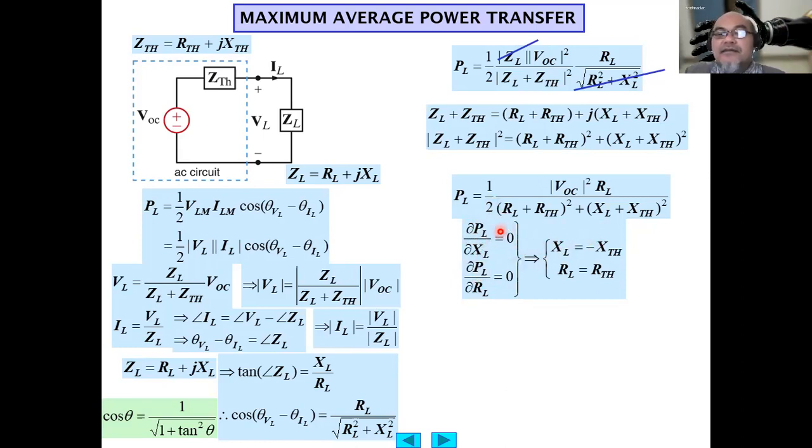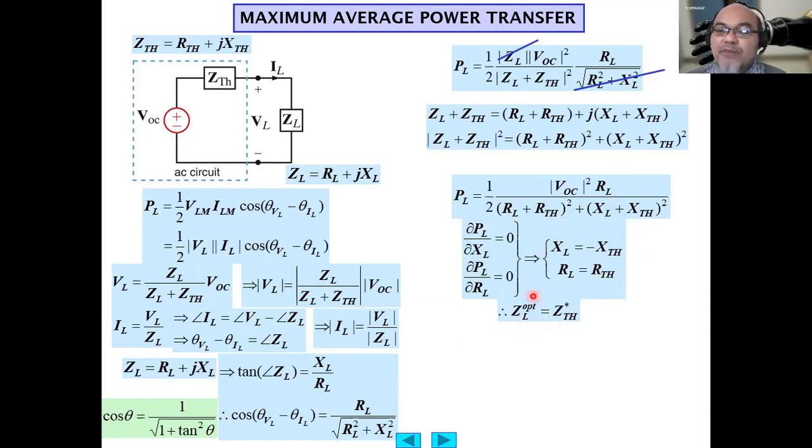So when the gradient is 0, it means that XL should equal minus XTH. When XL equals minus XTH, this equals minus 2 XTH, and RL should be equal to RTH. Okay. So when XL equals minus XTH, this value equals 0. There is no reactance component. And RL equals RTH means this will be 2RTH squared.